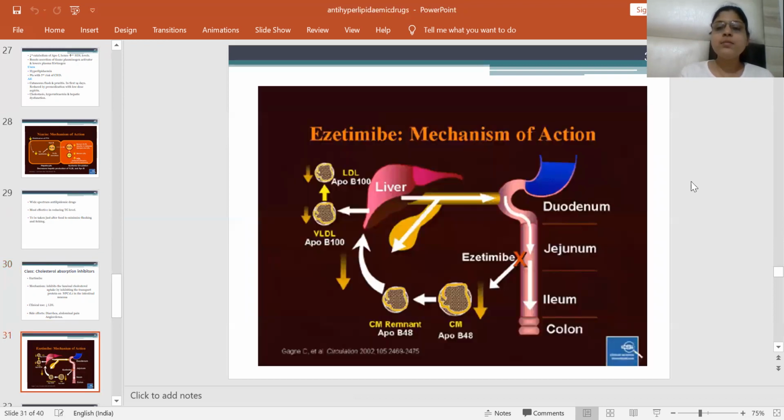This is how the ezetimibe acts in the duodenum, in the jejunum, in the ileum. Ezetimibe will block the uptake of the cholesterol, decrease chylomicrons, and remnants will be decreased. So decrease uptake of the chylomicron or the LDL into the liver. So decrease LDL, decrease VLDL. This is the mechanism of action of ezetimibe, which is the cholesterol absorption inhibitor, a Niemann-Pick C1-like 1 cholesterol transporter protein inhibitor.